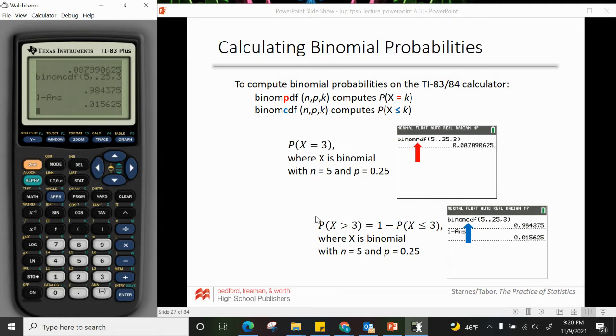So again, this first thing is adding up the probability that 0 happens, or 1 happens, or 2 happens, or 3 happens. And that's how any CDF works. It's from the left bound up until that cutoff point.